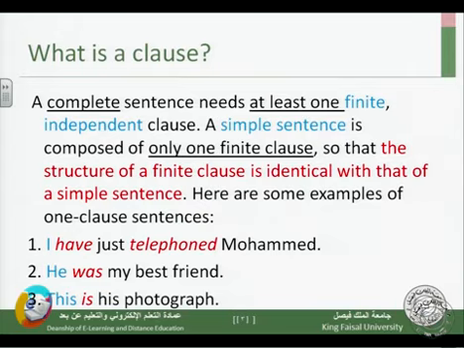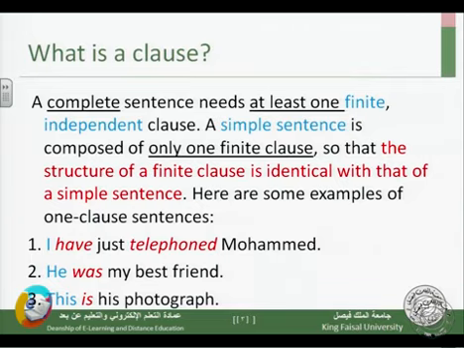So, for example, he is a student who likes to study hard. Okay, so he is a student is one clause and it can occur on its own, so we can just say he is a student. But the other clause, who likes to study hard, is not independent, it is dependent. We call it a dependent clause because we can't say who likes to study hard, full stop. Okay, so it can't be a sentence on its own. So for a complete sentence in English we need at least one finite and independent clause.